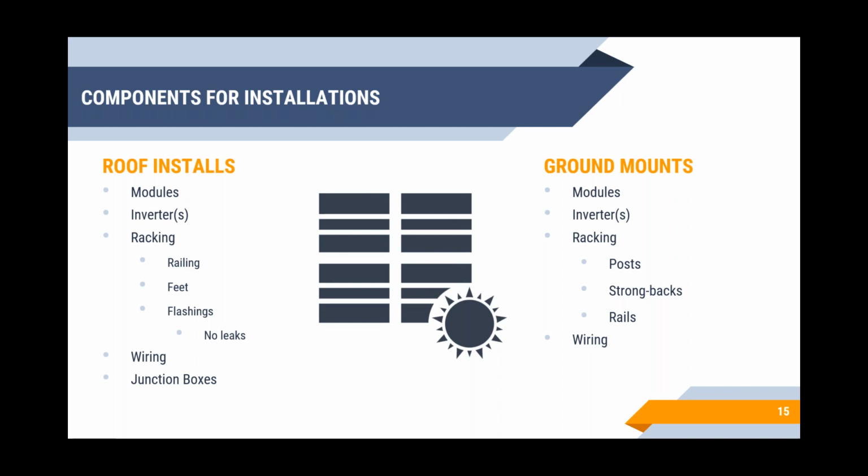So you still have our modules, we still have an inverter, I'll come back to that, but our racking consists of posts, a strong back, and then also the rails. Your strong back's basically your connector between your rails and your post as well, and those come pre-assembled so that you open them up and connect it to the post and the rails. And then lastly is wiring, which is very simple on a ground mount.